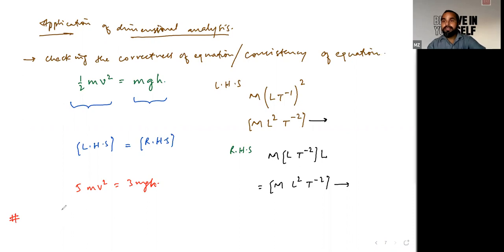So the next criterion is how to define the actual formula. It is based on experiment. Is it clear to everyone?